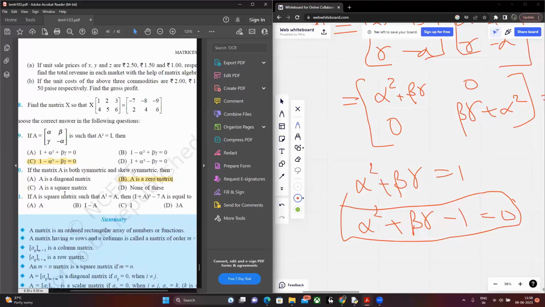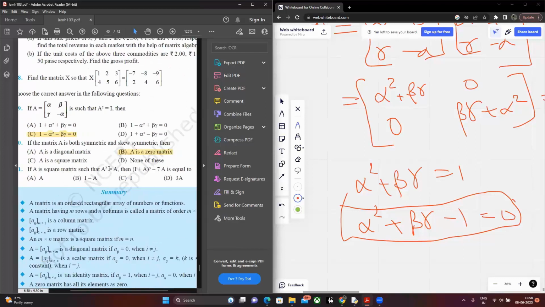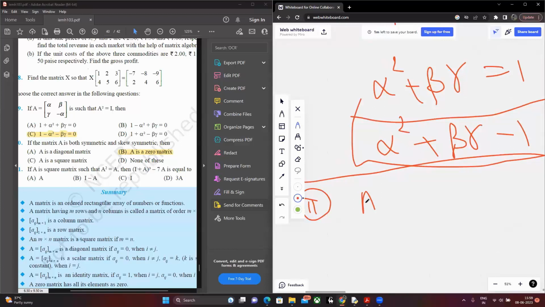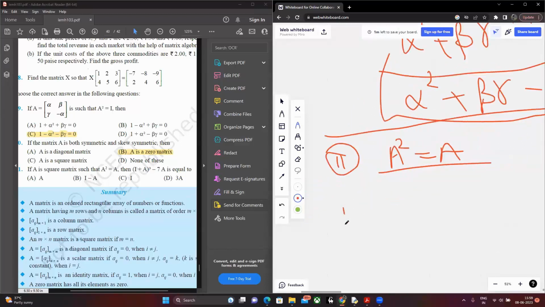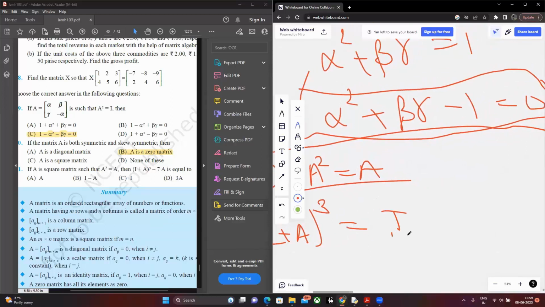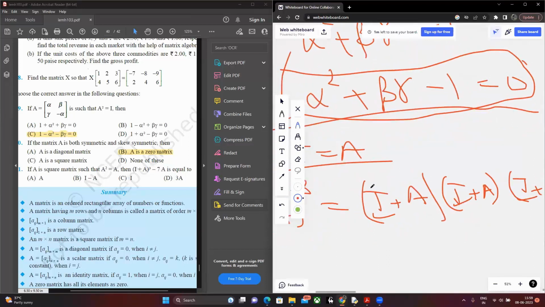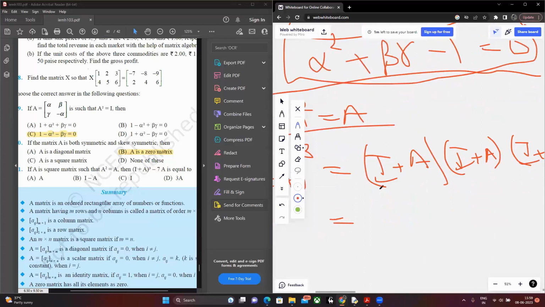Then finally, you have, if A is a square matrix such that A squared is equal to A, then I plus A the whole cube minus 7A is equal to, right? So this, the last question, question number 11, you have A squared is equal to A. Then I plus A the whole cube is going to be equal to I plus A into I plus A into I plus A, right? The order does not matter because it's associative. Let's first do this, right?